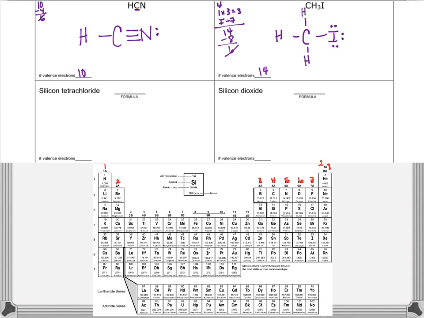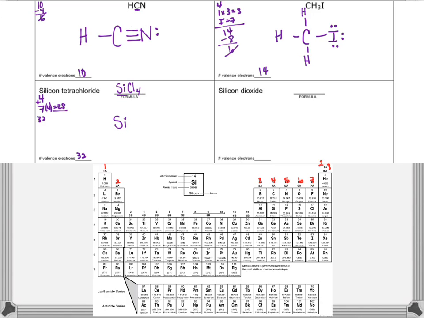I have silicon tetrachloride, so my formula is silicon Si, chlorine, tetra means 4. Silicon tetrachloride. So silicon is in group 4, so silicon has 4 valence electrons. Each chlorine has 7. There are 4 of them, so here are 28. 28 plus 4 is a total of 32 valence electrons. My central atom in this case would be silicon because that's the one found in least amounts. And yes, it's also the first element. I'm going to put silicon in the middle.